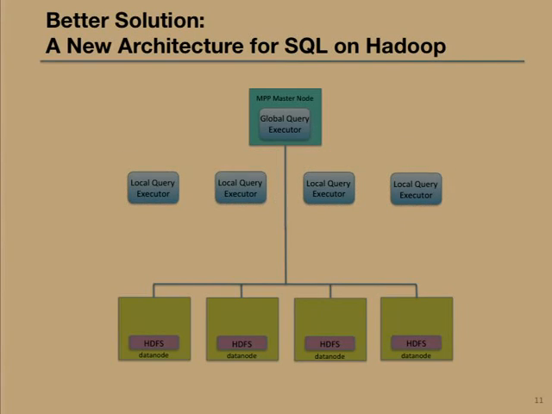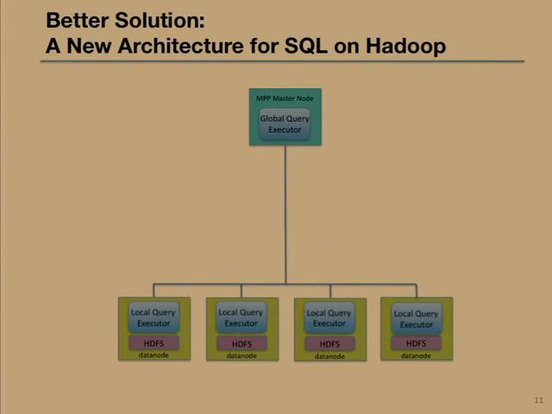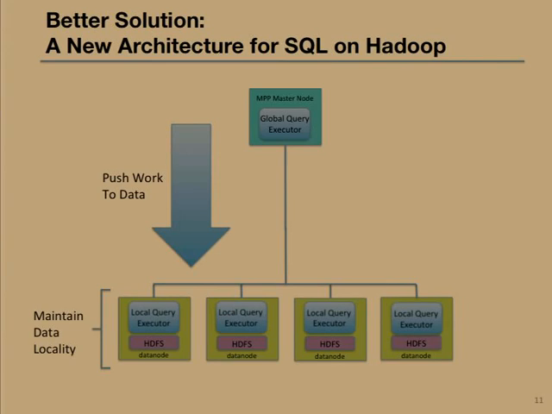But the solution, at least if we want to illustrate it graphically, is pretty straightforward. You get rid of the dedicated MPP data nodes, and you take the worker processes that were running on those nodes and co-locate them on each one of the data nodes. In effect, what you're doing then is pushing the work down to the data, as opposed to pulling the data over to the work. And this allows systems like this to scale out in the same way that you're able to scale out with something like MapReduce.